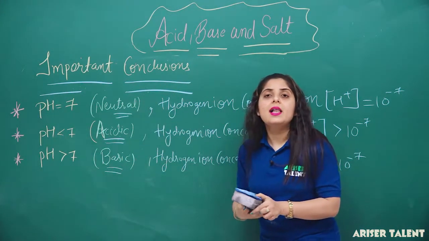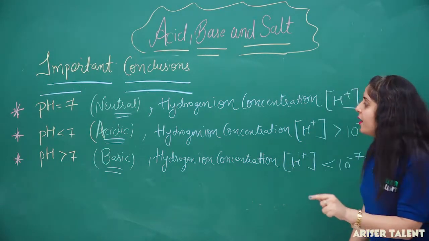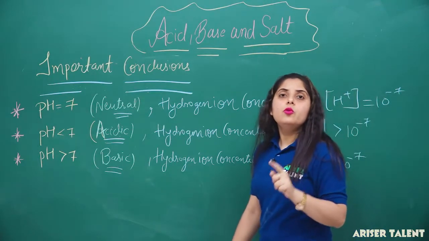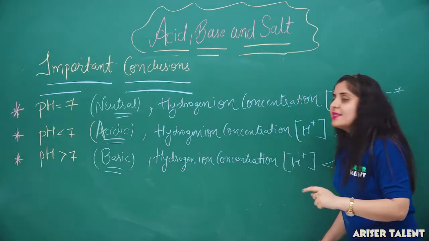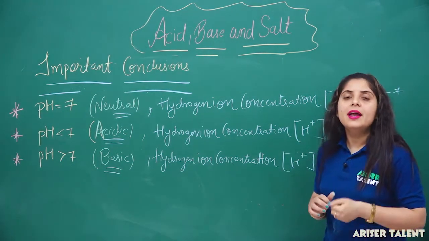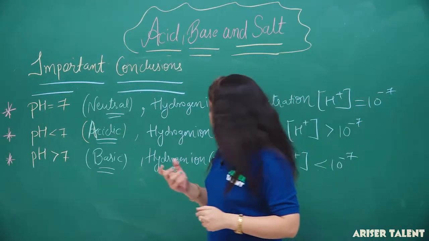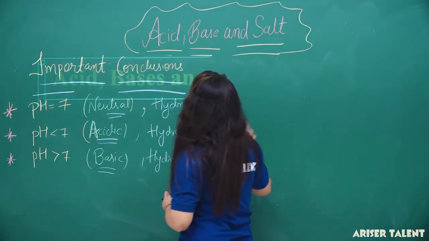So this will help us to calculate the pH of the solution and to identify whether a substance is neutral, acidic or basic. Now we will take an example of different substances to calculate the pH of the solution. So we will see the different pH of the solution.